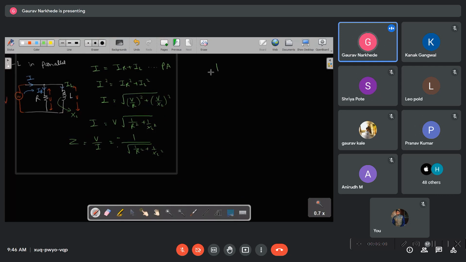Now can I write from here? So therefore I can write 1 by Z will be equal to root of 1 by R square plus 1 by XL square, and this is called admittance. The reverse of impedance is called admittance. Any problem in this? No, sir.